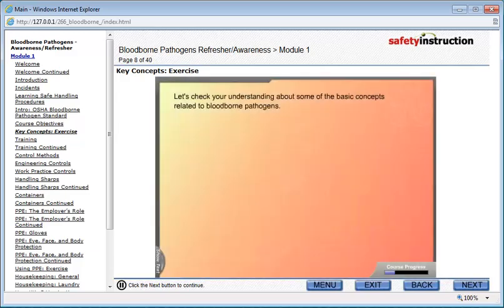Let's check your understanding about some of the basic concepts related to bloodborne pathogens in OSHA's Bloodborne Pathogen Standard. For each statement or question below, select whether it is true or false.